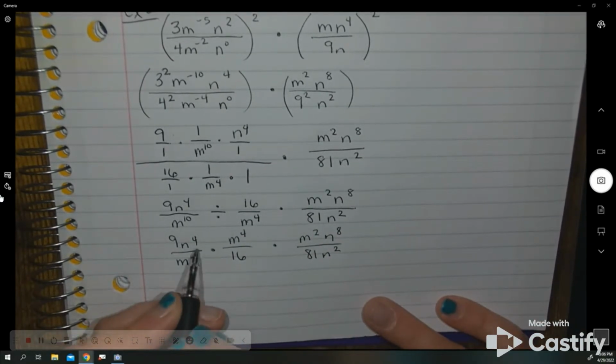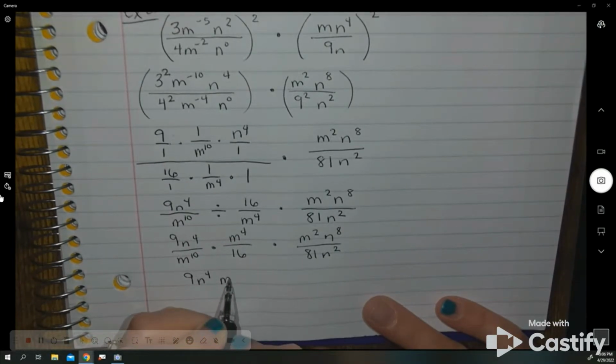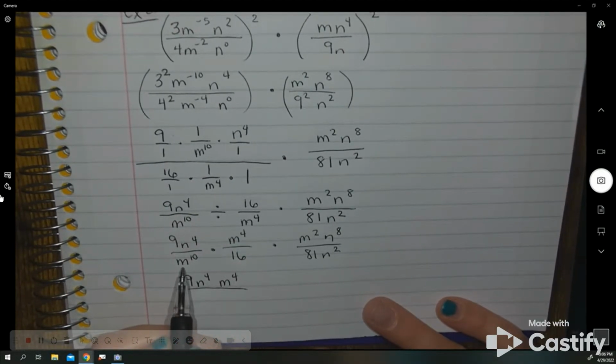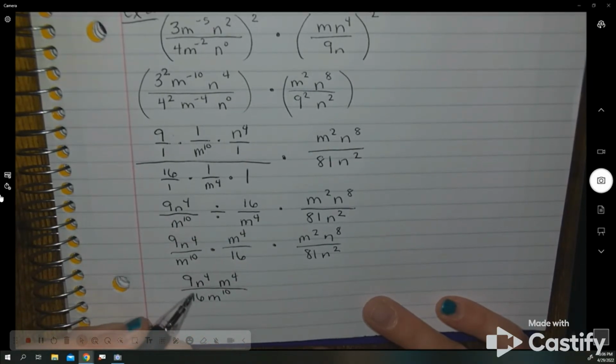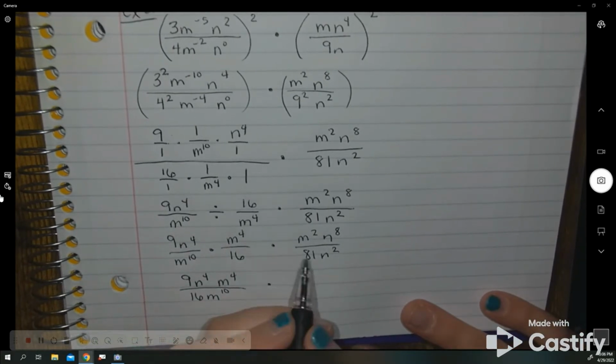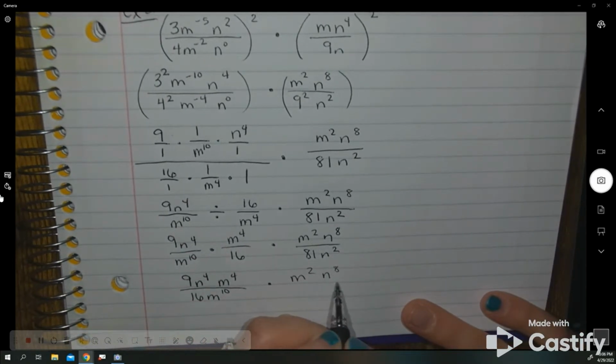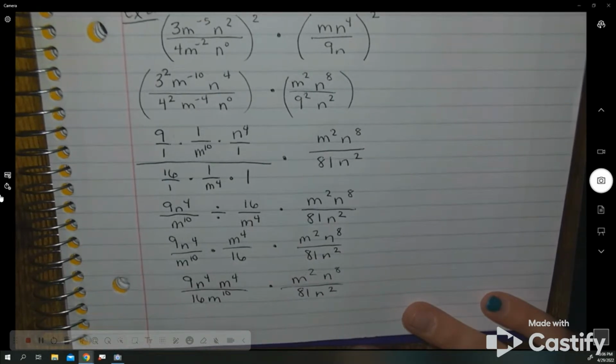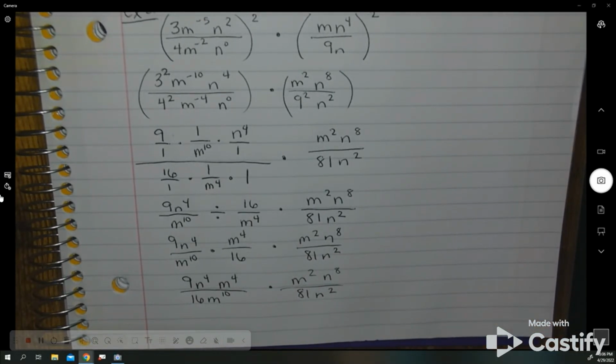All right, so if we multiply straight across, we have 9n to the fourth, m to the fourth, over, now I can write m to the 10th times 16, but I'm going to write 16 times m to the 10th, because then it gets my whole numbers over here together, kind of matched up, and then the m's are closer to one another so we can see for canceling, times m squared n to the 8th over 81 n squared. So we need to think back to our properties with our division, and when we have things that match, then we can do some canceling.